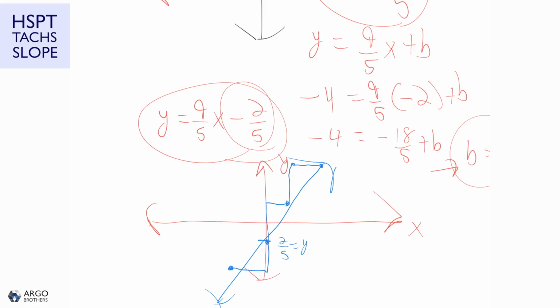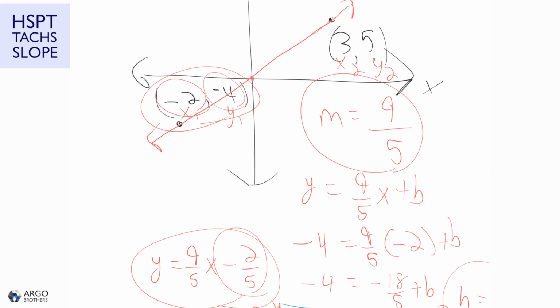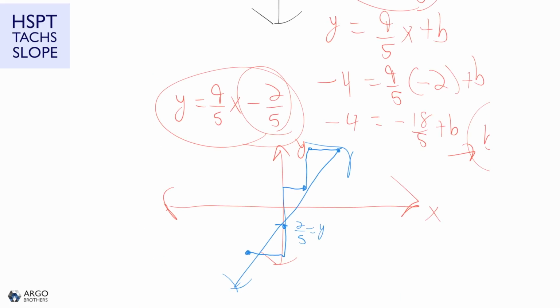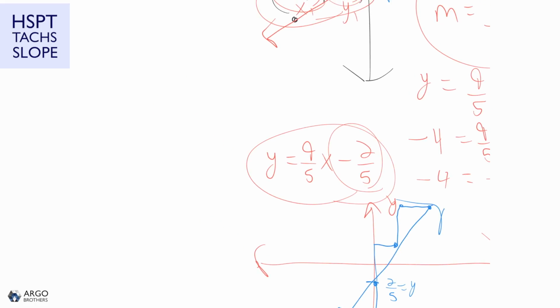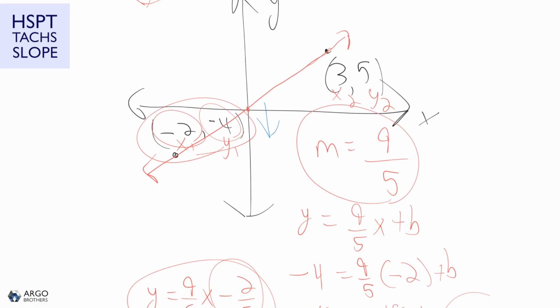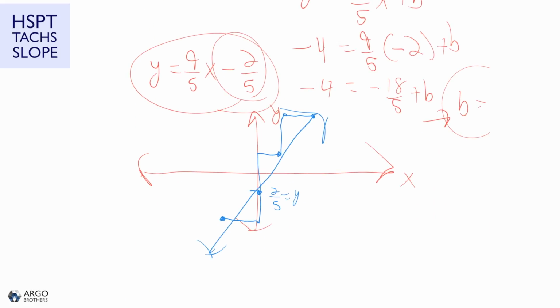So it's the same thing as what we had before, just shifted a bit down. But the same points are there. One point would be, what did we have? Negative 2, negative 4. And then another point would be 3 comma 5. Okay, so everything is still the same. We just drew it better.